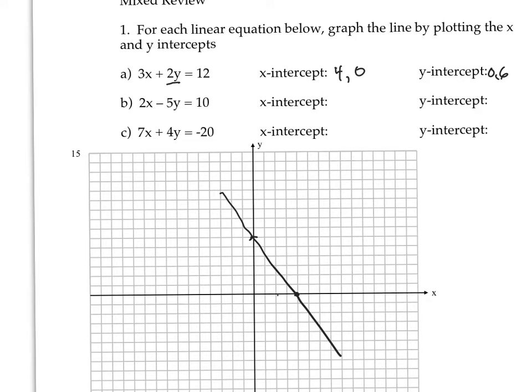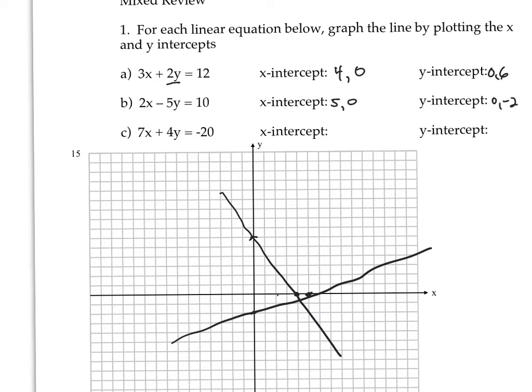The next one, when we set our y value equal to 0, we get 2x equals 10, which means (5, 0) is our x-intercept. When we set x equals 0, we get negative 5y equals 10, which means that y equals negative 2, so we get (0, -2) as our y-intercept. That means we get an x-intercept here and a y-intercept here, and our line looks something like that, except straight and going to the point.